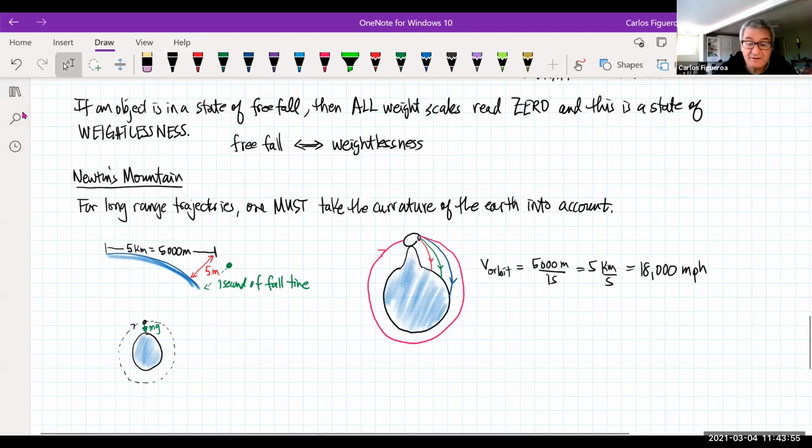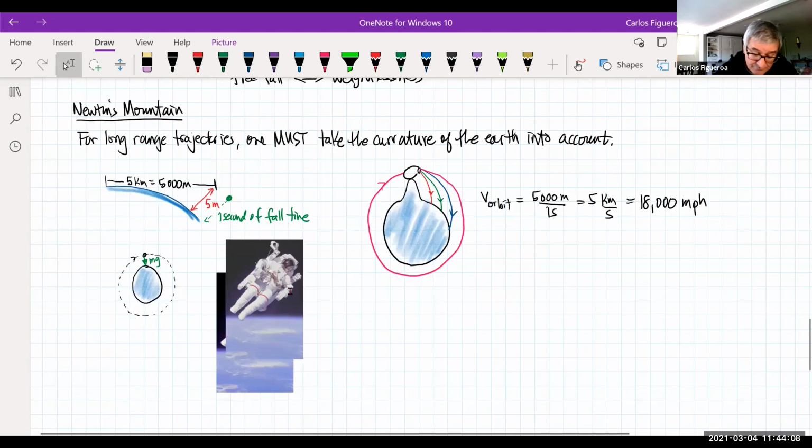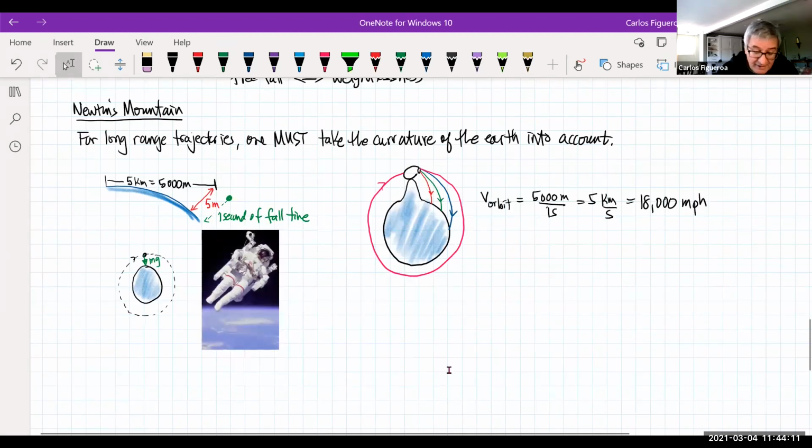In fact, there's a special case where I forget his name. I think it's Bruce McCandless or something like that. He was the first guy that became untethered from the shuttle. And they clocked him as he went all the way around the earth. And you know what his speed was? His speed was 18,000 miles per hour. So anytime an object is in a state of free fall, it has to be this way.